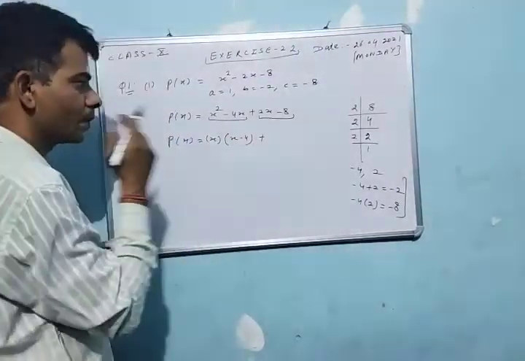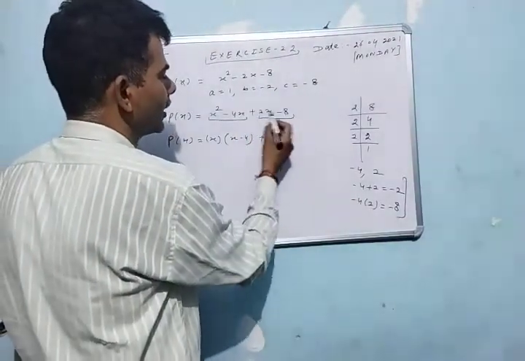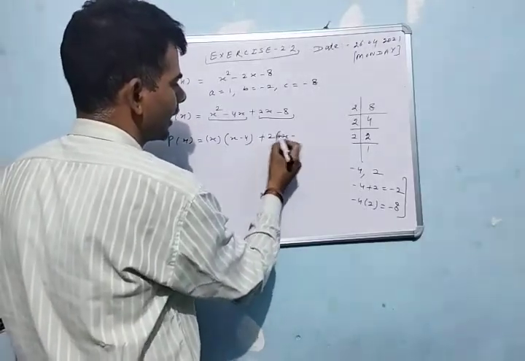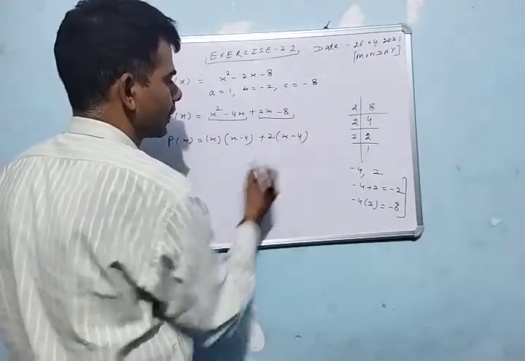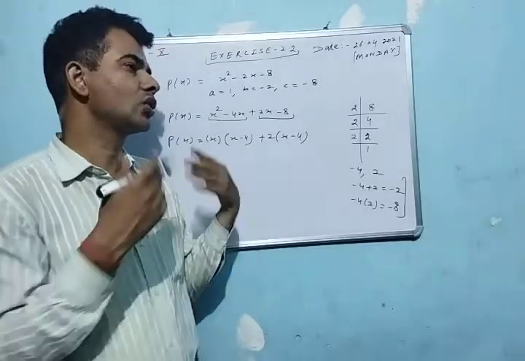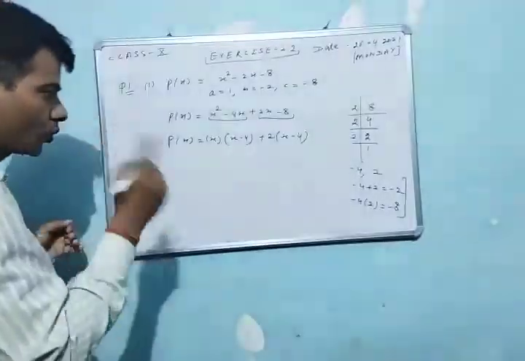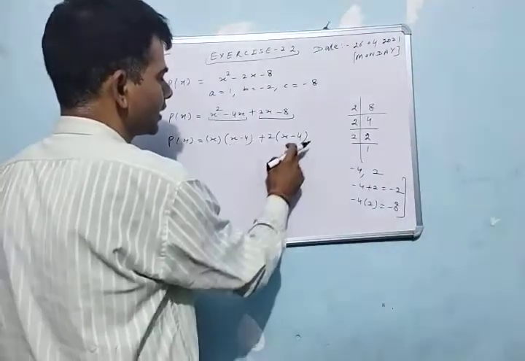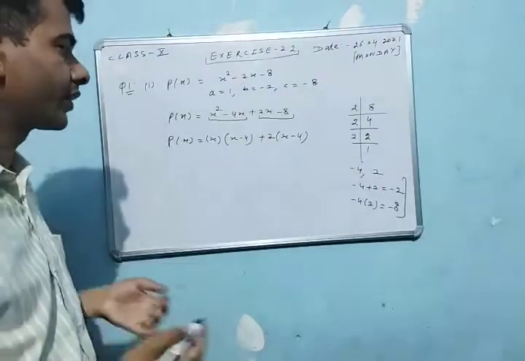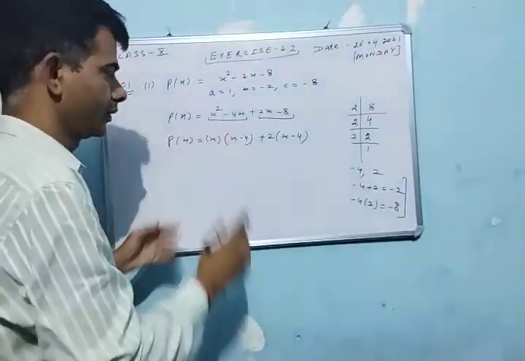Now student, what is common in these two terms? 2 is common, that is x, and 2 fours are 8. Please keep in mind these two factors will remain the same. If these two factors are not the same, it means you are doing something wrong. So these factors should remain the same, that is x minus 4, x minus 4. In some other question they will be different, but here they remain the same.